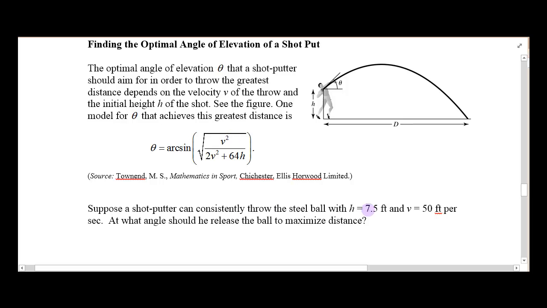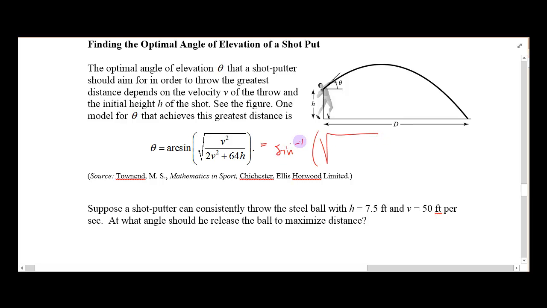So in this particular example we're looking at the shot putter having a height of 7.5 feet, so up here 7.5 feet above the horizon, and he consistently throws this at 50 feet per second. I'm just going to replace v and h in this equation to find out what theta is, so we can tell this guy what his optimal angle is to get the greatest distance. So we're just going to replace it in this equation right here. This is really just a calculator problem, but let's see if we can come up with the same answers.